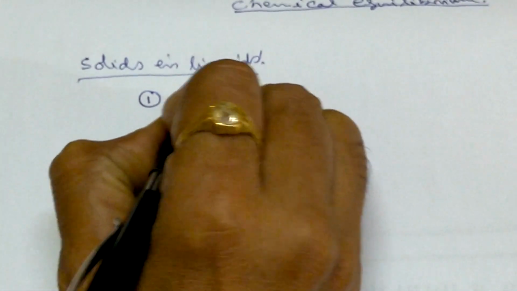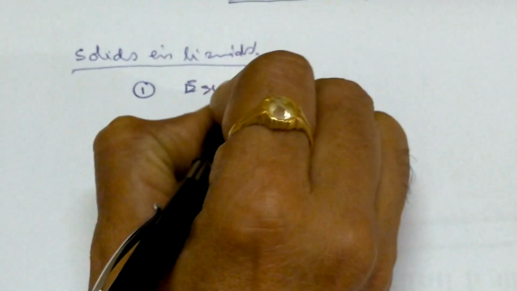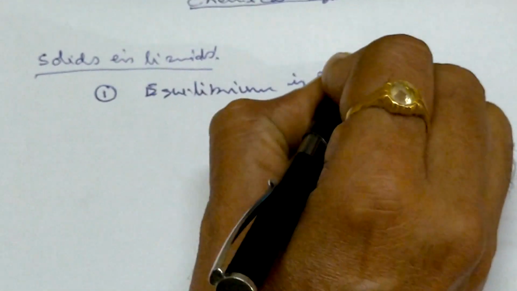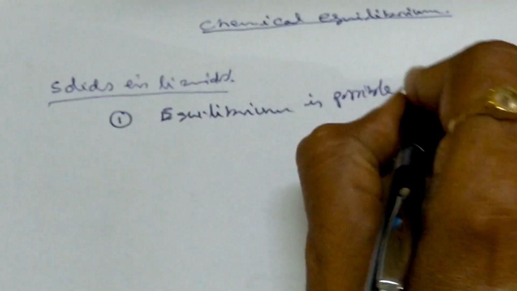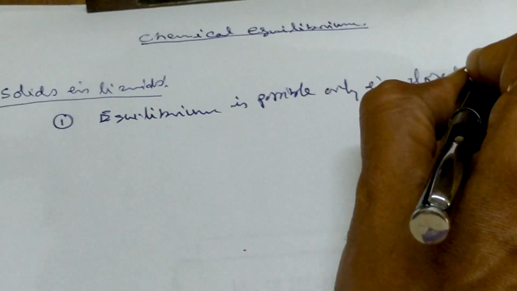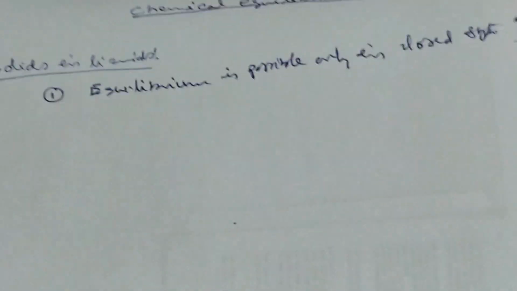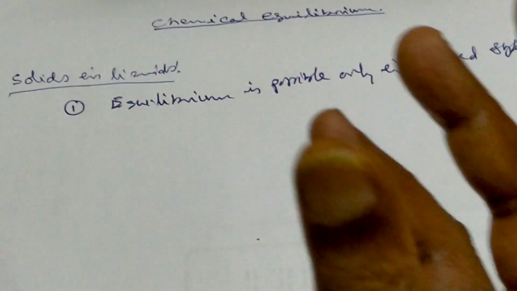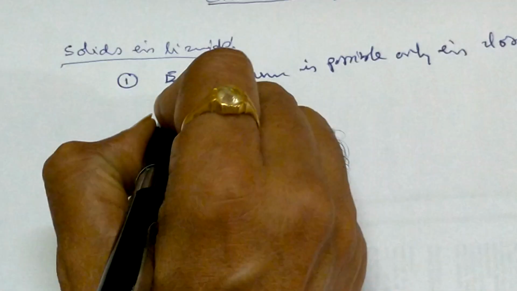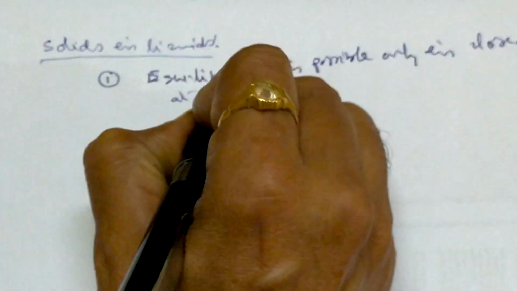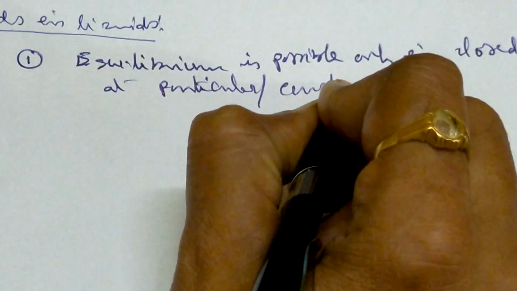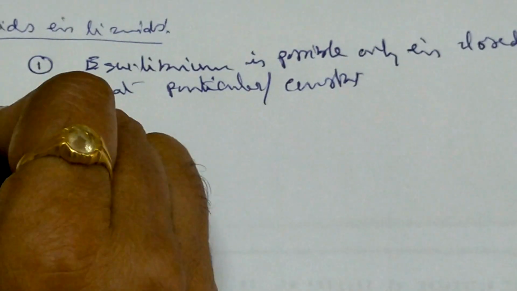Equilibrium, always remember this by heart. Number one, equilibrium is possible only in a closed system. In an open system, for example ice and water, if you want 0 degree centigrade, you have to go to the Himalayas or Sonmarg. That too is at a particular, constant temperature, with no change in temperature and pressure.